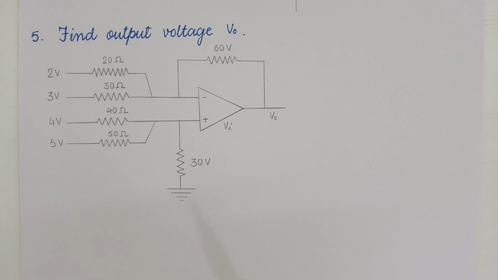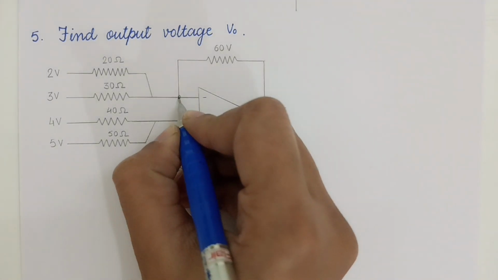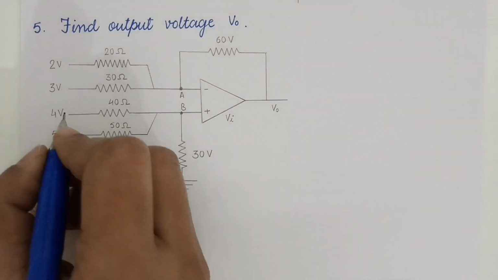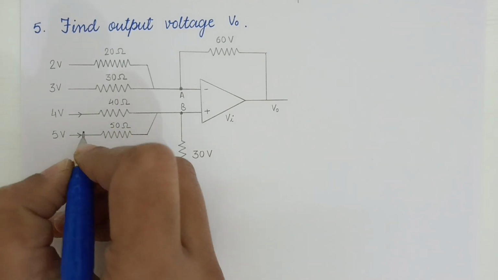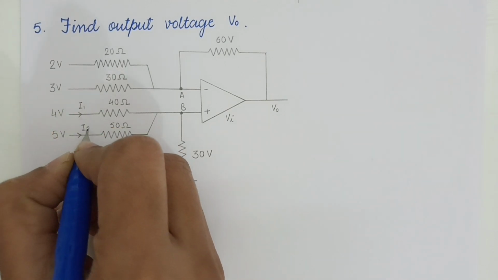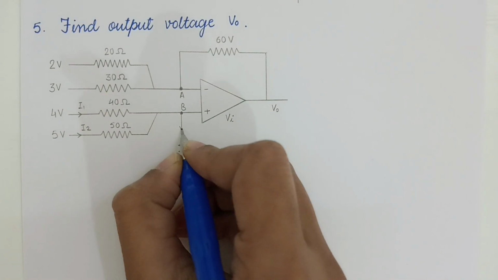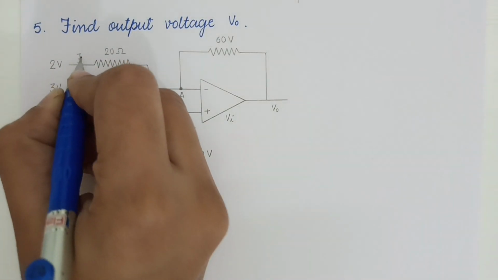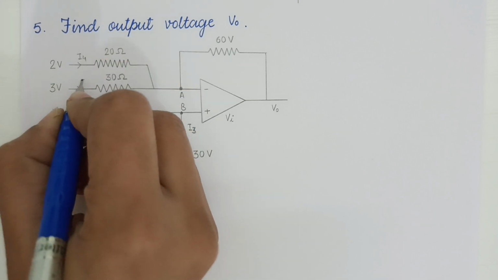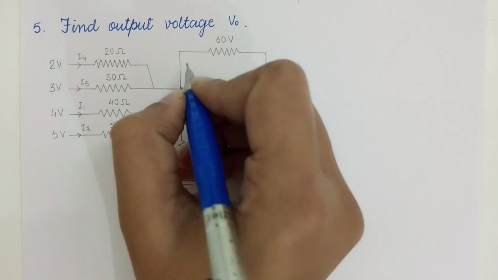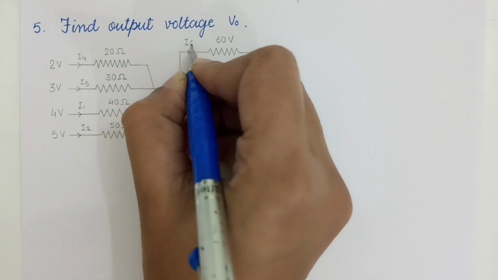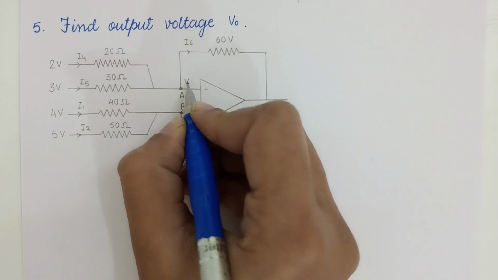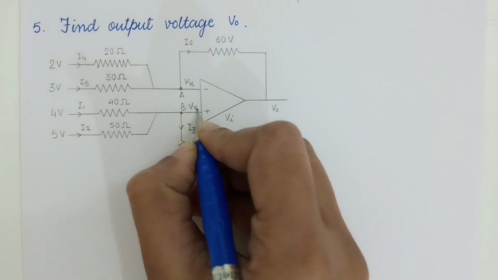Starting with the points, let us mark this point as A and this point as B. Let this be I1, this be I2 and this be I3, and let this be I4 and this be I5, and this outgoing current, let it be I6. What about voltage? Again, let's assume this unknown voltage as Vx, and similarly this is also Vx.